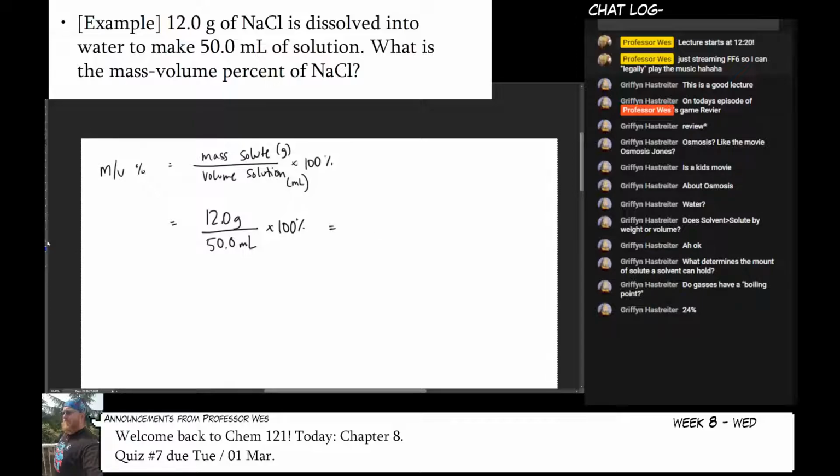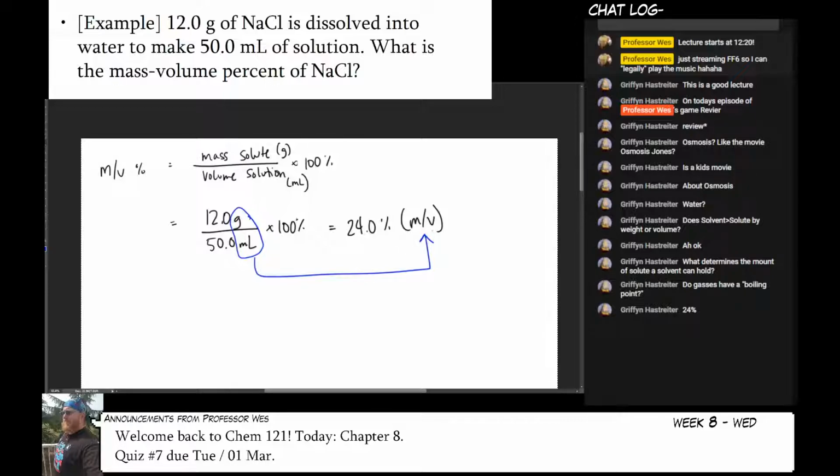Now, you'll notice that these units don't cancel. And where do they end up? Well, if I do 12 divided by 50, I think I get 24, right? Yeah, 0.24 times 100 is 24. So I'm going to write out this. And in the parentheses is where they are implied, but they do just disappear.